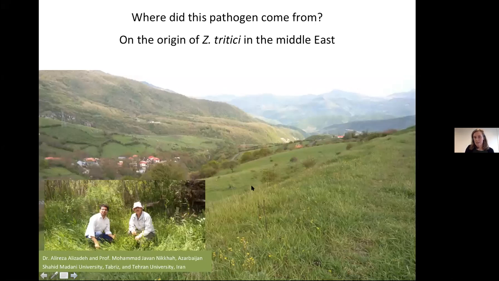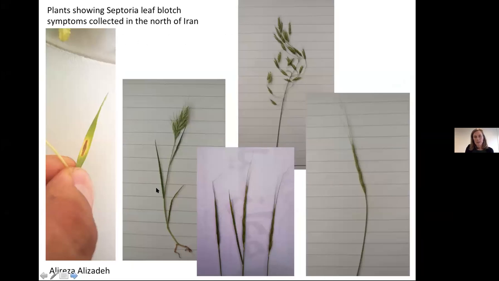And I want to mention here very important collaboration partners, Mohamed Yavanika and Ali Reza Alizadeh, who are both plant pathologists working in Iran. Ali Reza was a student of Mohamed and now has his own associate professor position in Tabriz, and he goes every spring to the north of Iran, to these beautiful mountainous regions here, and he collects wild grasses for us that have symptoms of Septoria disease. And we are now focusing, or Ali Reza is focusing now his collections on wild relatives of wheat and barley.